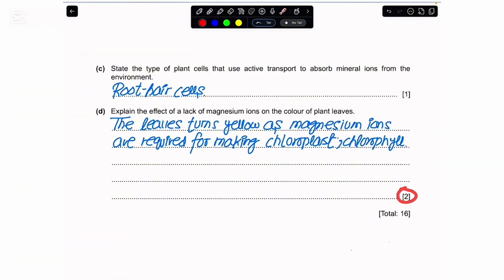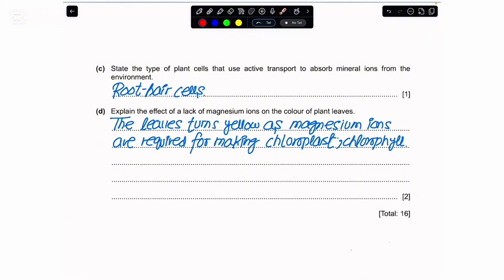And for the 2 marks, they ask us to explain the effect of the lack of magnesium ions on the color of the plant leaves. Now, what we need to understand here is that these magnesium ions are important for making the chloroplasts or the chlorophylls within the leaves, and that chlorophyll pigment is green and that would make the leaves look green. So if there is a deficiency or lack of magnesium, the leaves would turn yellow.